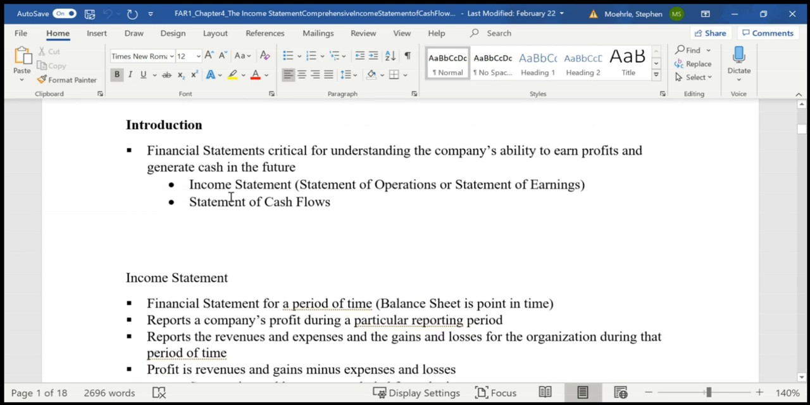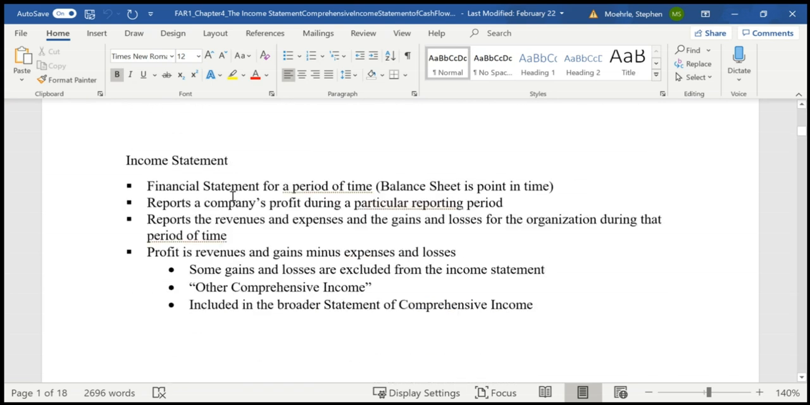Okay, here's an introduction. The financial statements are critical for understanding the company's ability to earn profits and generate cash in the future. There are two of them: the income statement and the statement of cash flows. Those are the two financial statements we provide so that analysts can understand the profitability and the cash generating ability of the company. You'll learn how those two differ in this module.